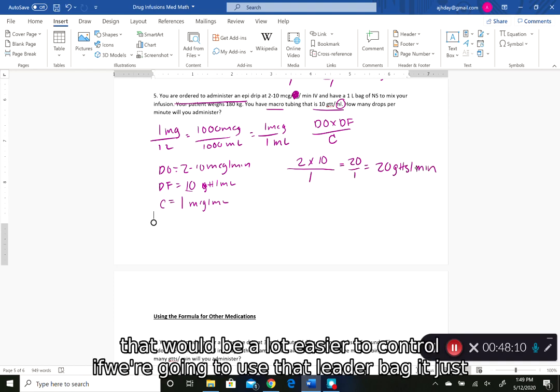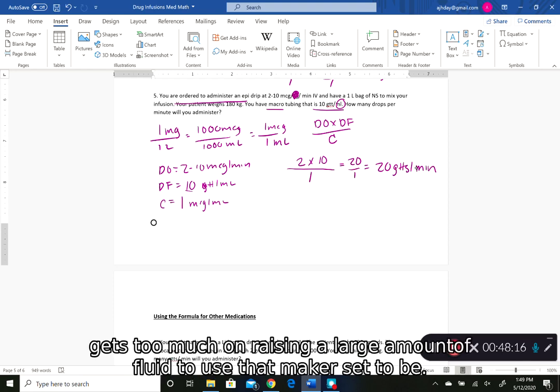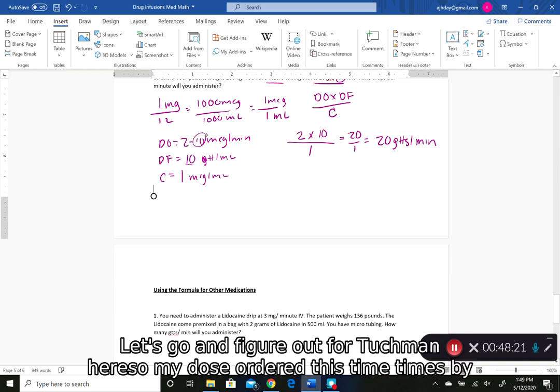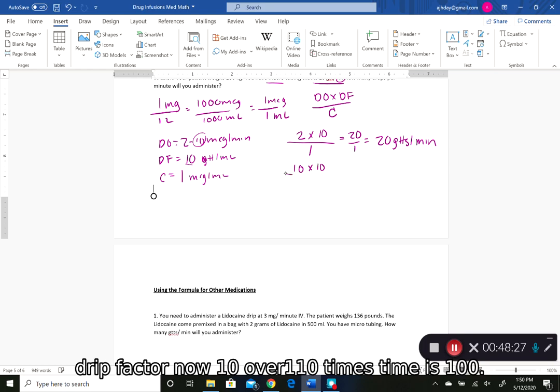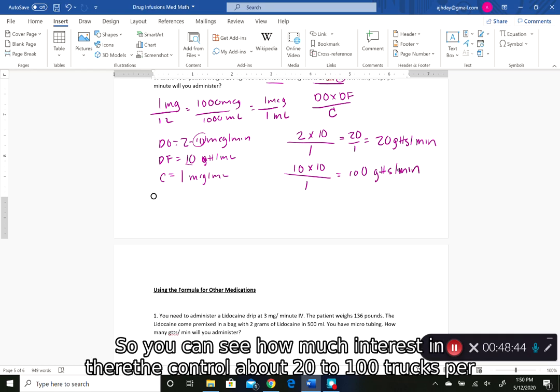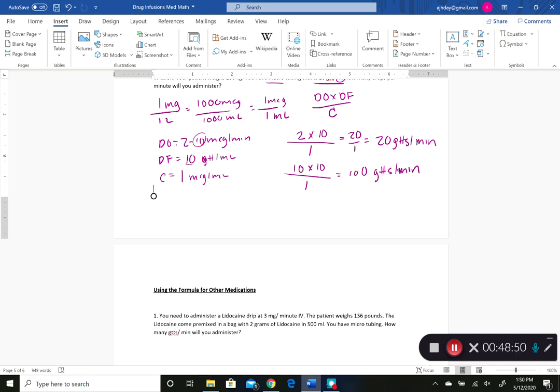So you can see how that would be a lot easier to control if we're going to use that liter bag. It just gets too much when we're using a large amount of fluid to use that micro set tubing. Let's go ahead and figure it out for our top one here. So my dose ordered is 10 times my drip factor, now 10, over 1. 10 times 10 is 100. So we can see how that changes. A lot easier to control that 20 to 100 drops per minute when we use that liter bag.